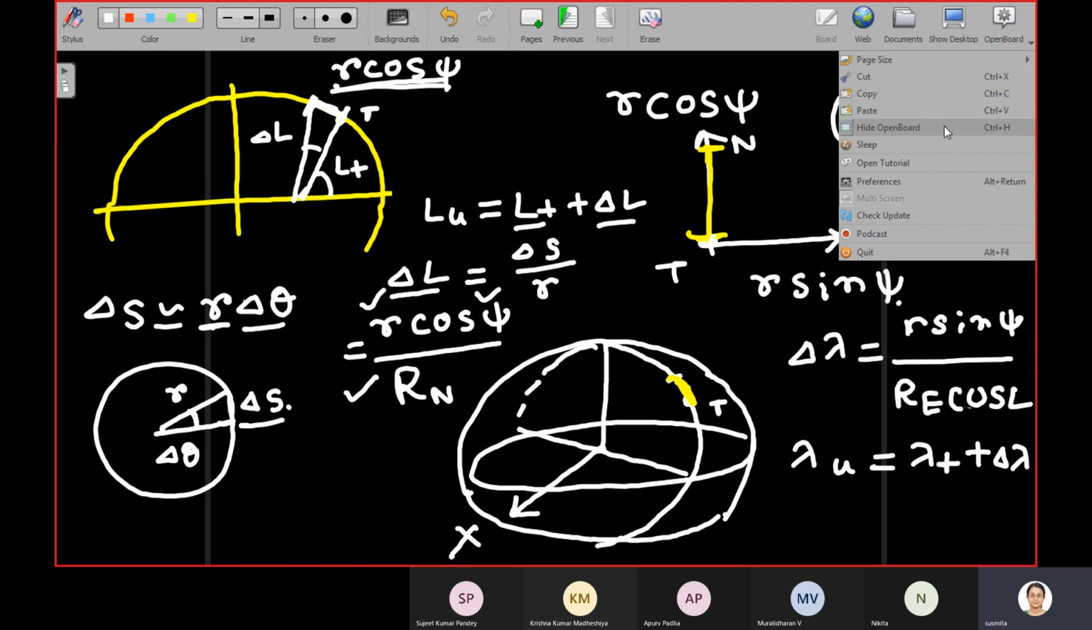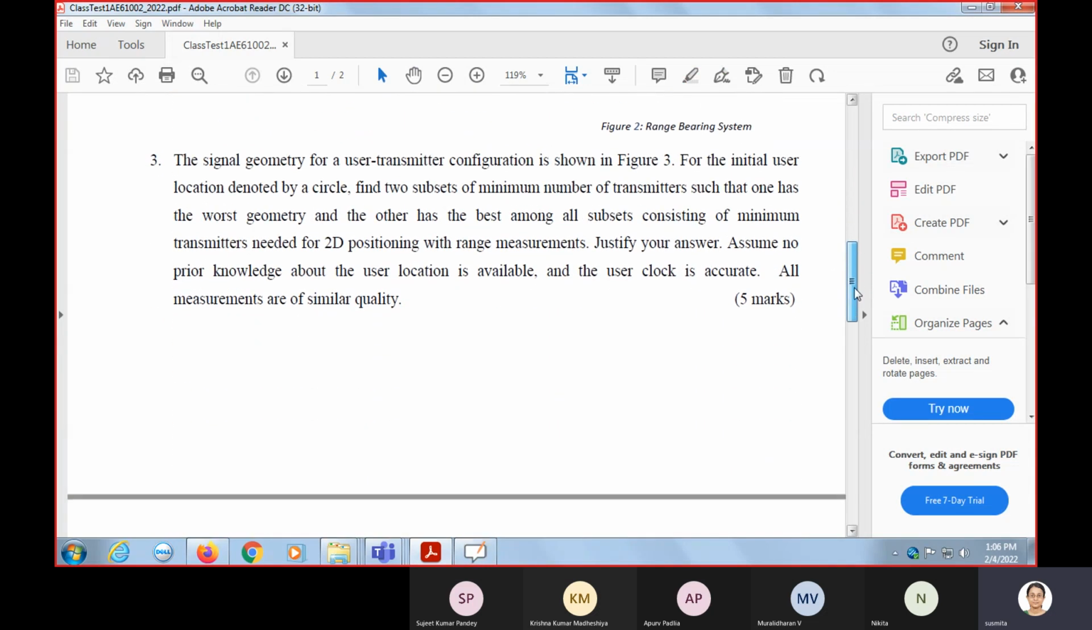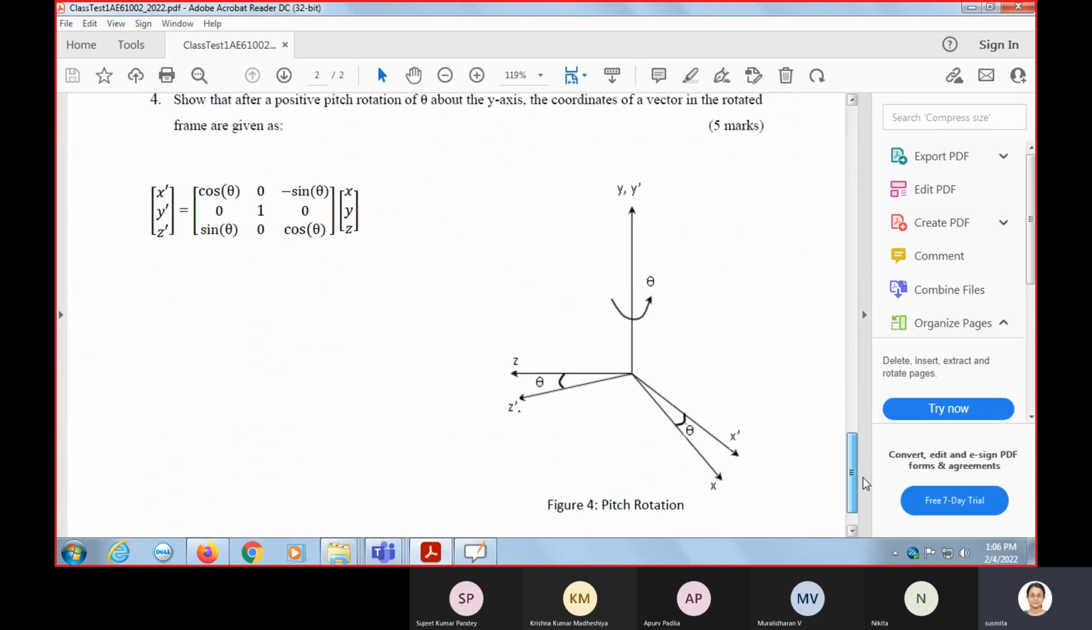Okay, the fourth problem is straightforward. Do you want me to solve the fourth problem? Finding the transformation matrix for the pitch rotation. Do you want me to do this? No, ma'am.